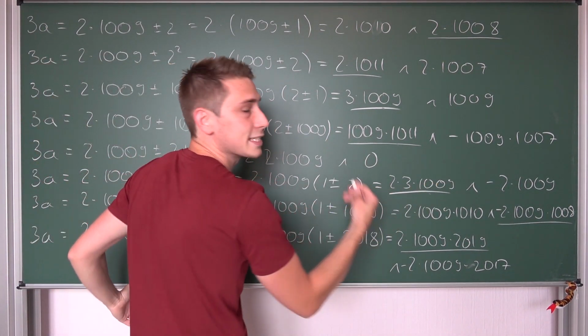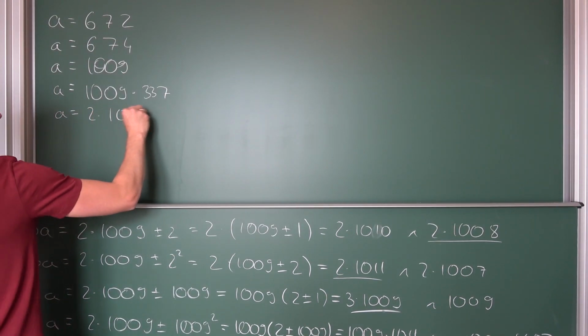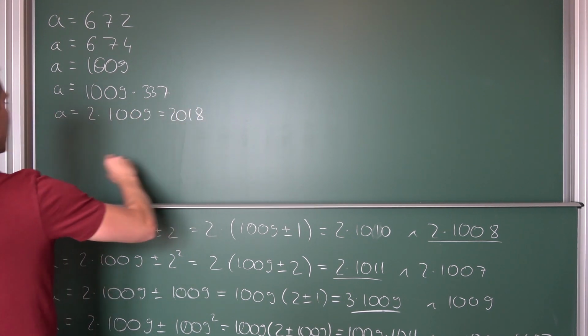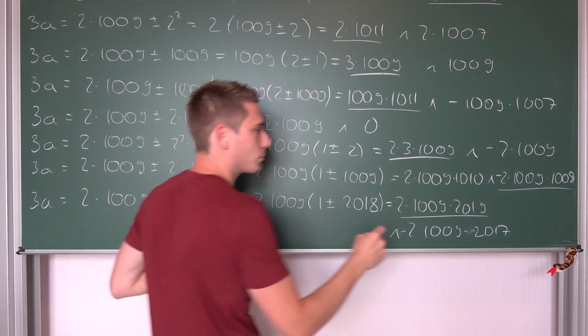Now what about this one? It's nicely divisible by 3, we have a factor of 3. So 2 times 1009 is going to give us 2018 overall. That was easy to compute. And now next up, a being equal to, that's our only negative solution that we actually have.